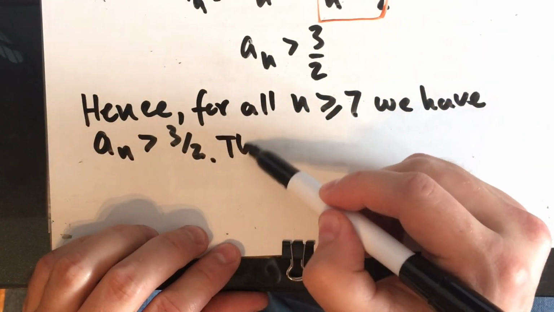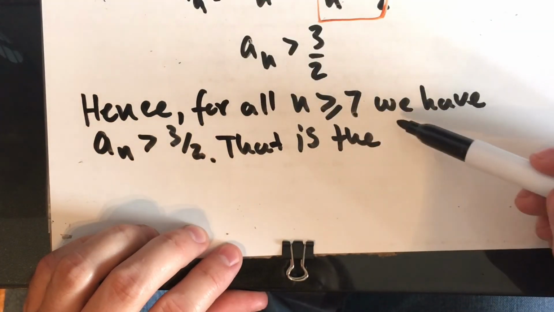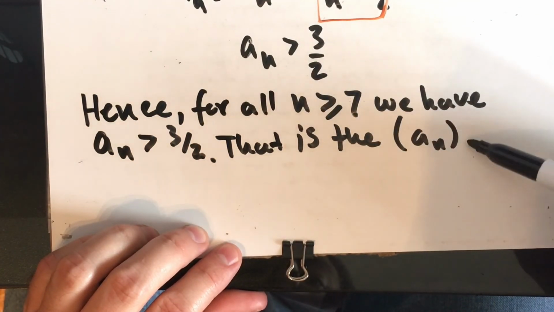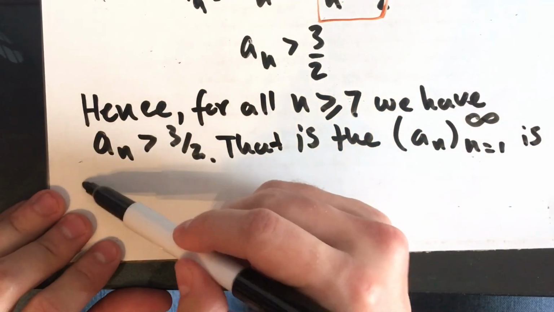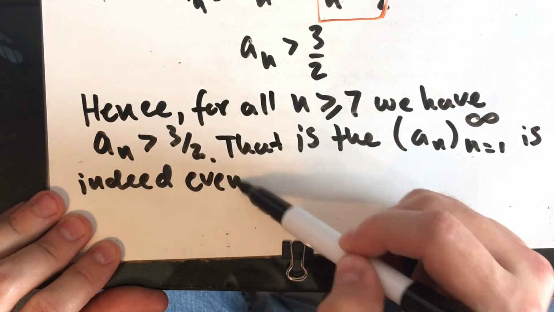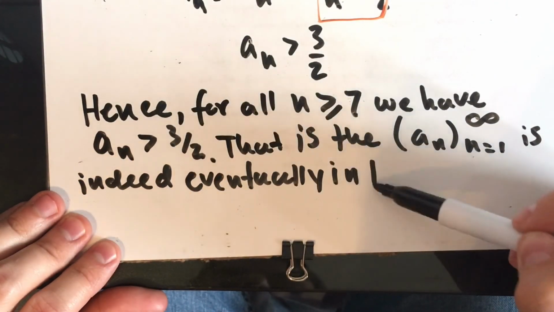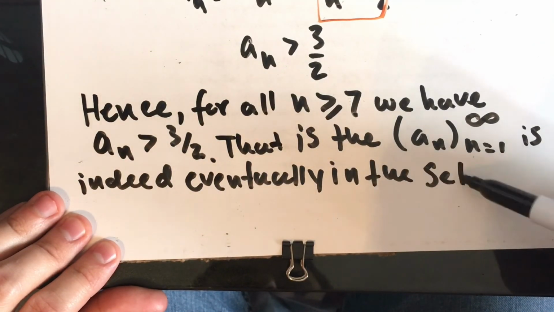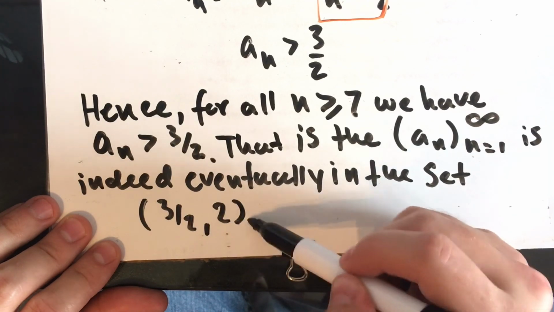That is, the infinite sequence a sub n is indeed eventually in the set 3/2 to 2. And we conclude our proof here.